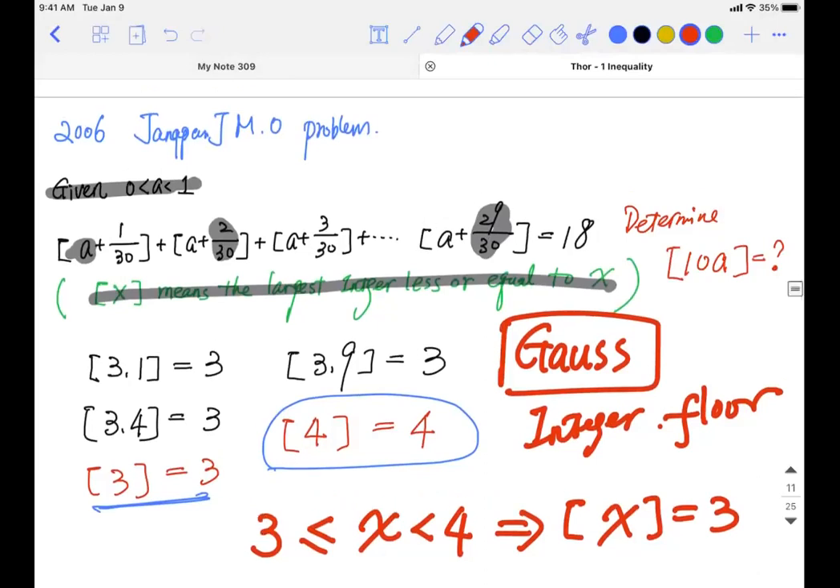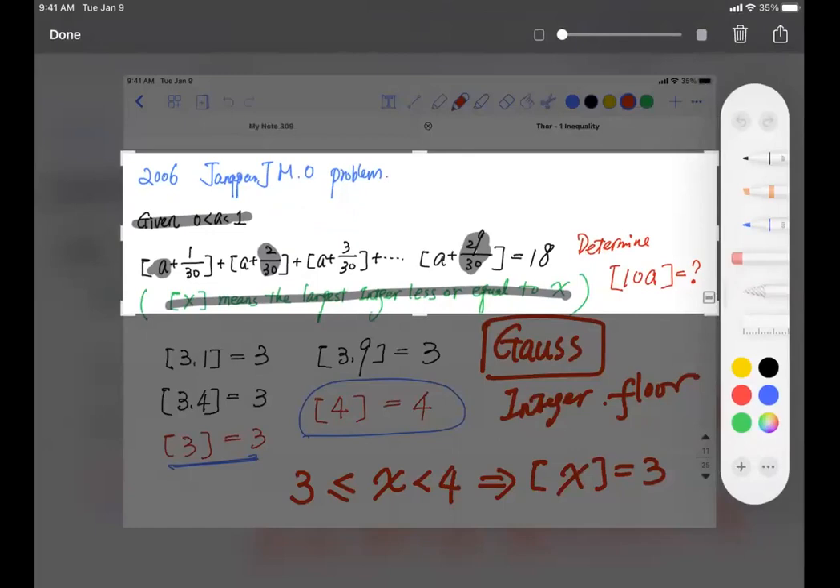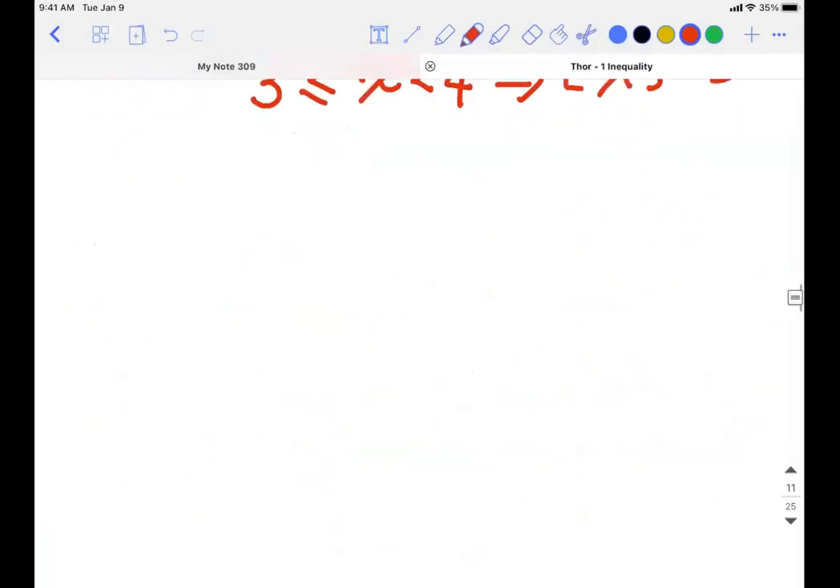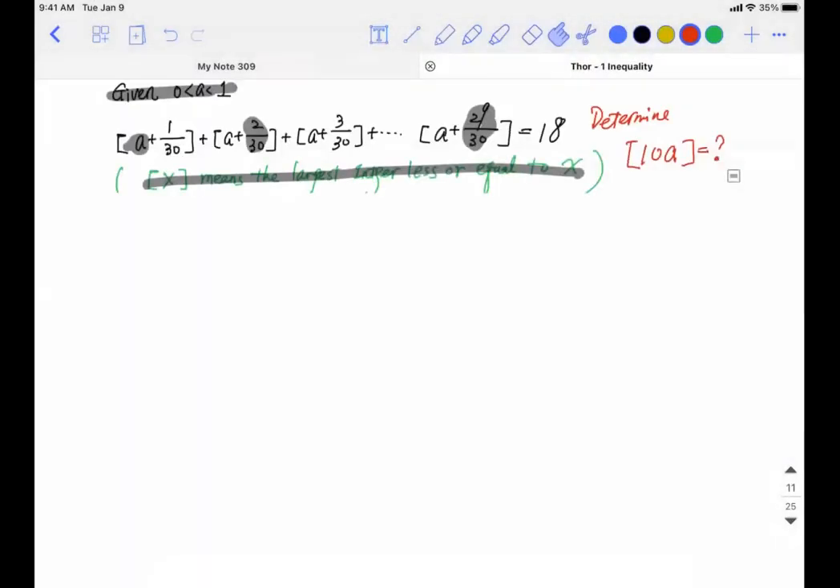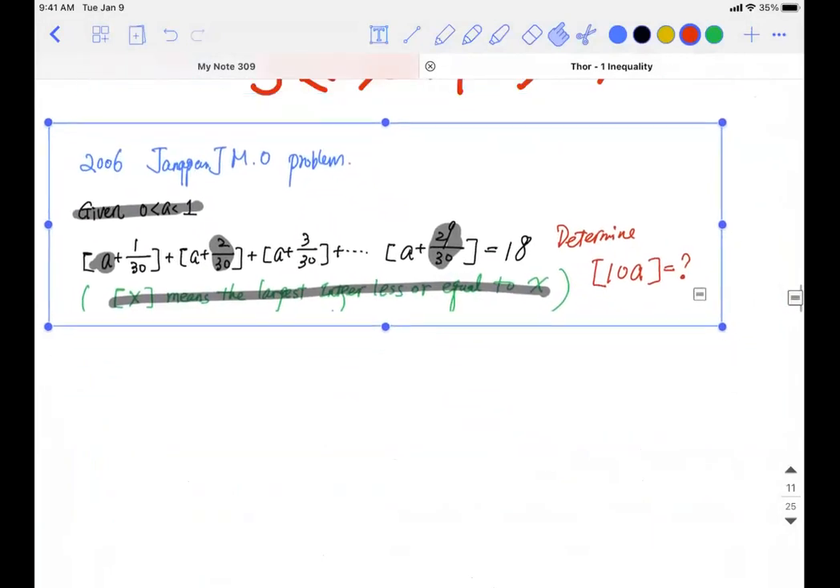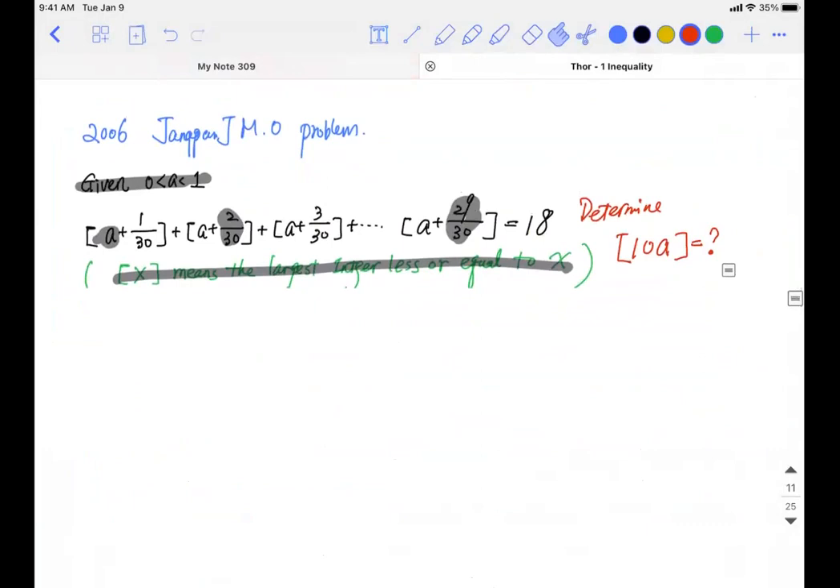Because A is a positive number, right? Yes, go ahead. In this floor thingy, I think whatever A plus 2, it's still A, because A is a positive number, and adding 1 over 30 or 29 over 30 during this process is still going to be A. So I think 29A is equal to 18.